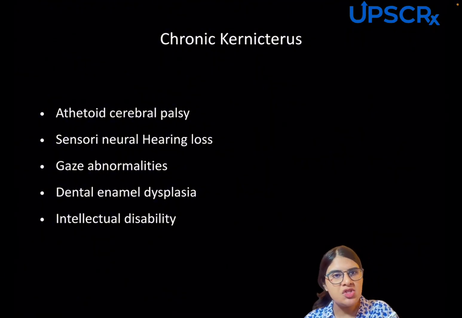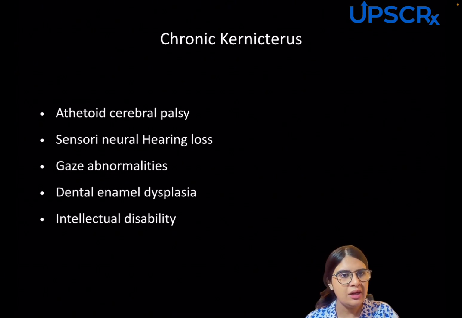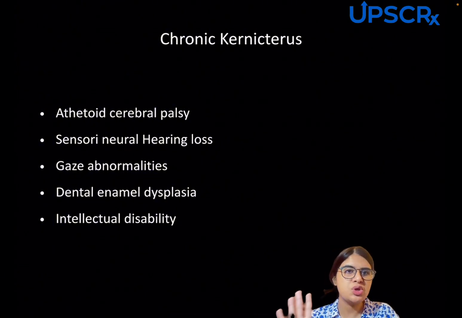Okay. Sensory neural hearing loss, because it also affects the auditory pathway. There will be gaze abnormalities. Upward gaze abnormalities are usually there. Dental enamel dysplasia and intellectual disability. These 5 features you have to remember by heart.